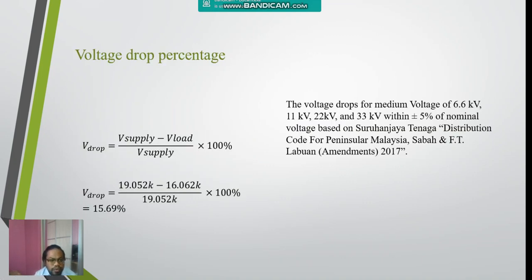For voltage drop from calculation 50.69. The voltage drop for medium voltage 6.6 kV, 11, 22 and 33, must be plus minus 5% of nominal voltage.